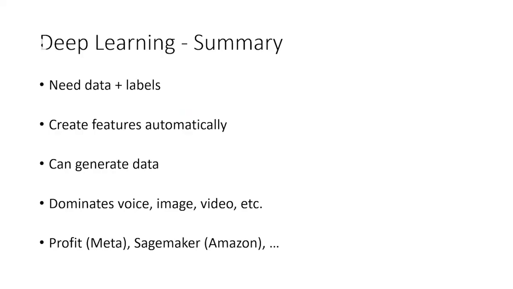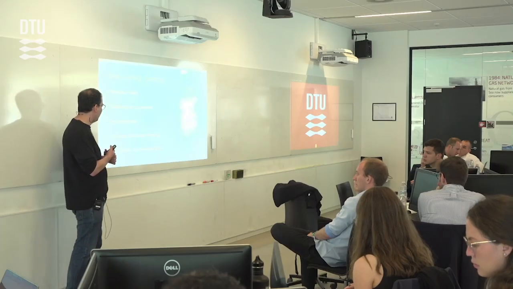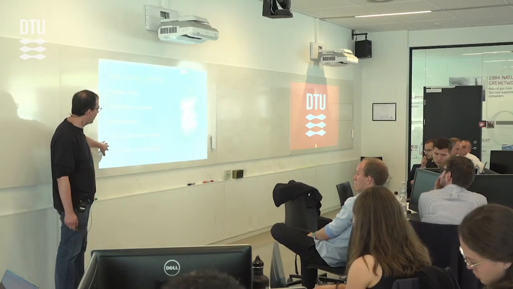Okay. So, just a summary. You can talk a lot about deep learning, but it's really about having good data with high quality labels, and a lot of data, usually. The point of the whole exercise was to create features automatically, and that's exactly what it does. But for that, you'll need a lot of data. And if you have that, you can also generate data that would look like the data that you got. And it dominates voice, image, video, everything that we know about, for example, speech generation, image generation, video compression. It is dominated by deep learning today.